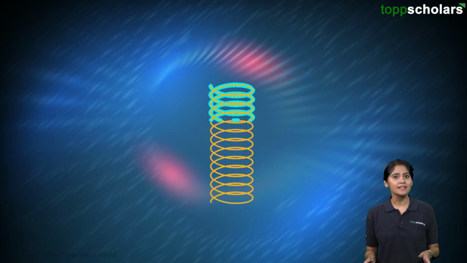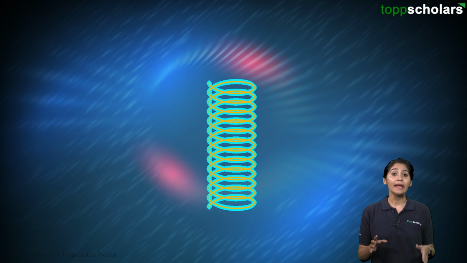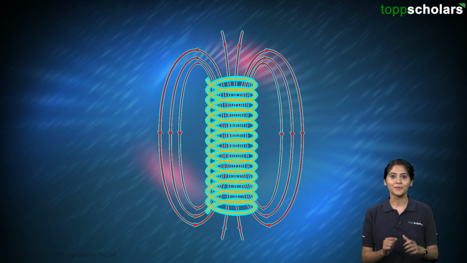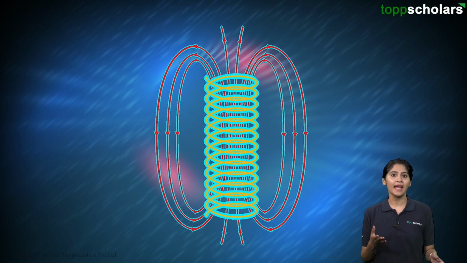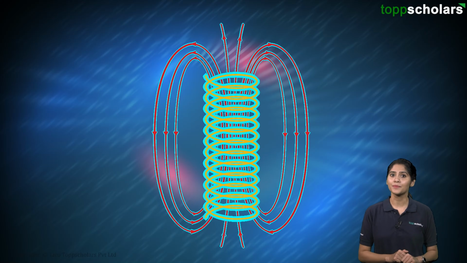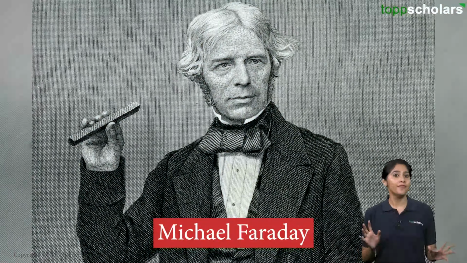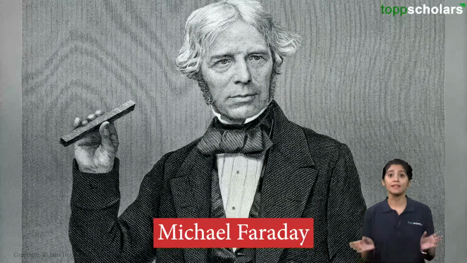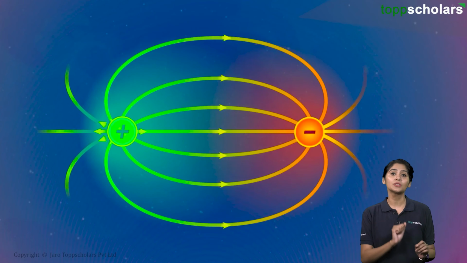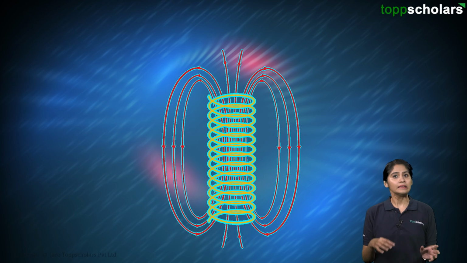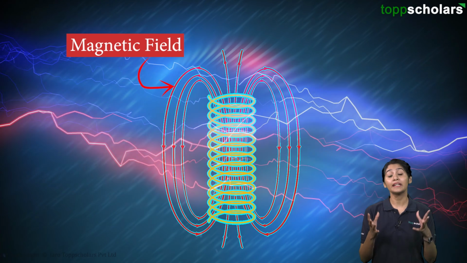Let's find out. We already know that if we pass an electric current through a coil, it generates a magnetic field, which means an electric current can give rise to the magnetic field. But a scientist named Faraday performed a series of experiments and found that the reverse of this is also possible. He found that the changing magnetic field can generate an electric current. So, yes, we can generate an electric current without using any batteries, just by using changing magnetic fields.